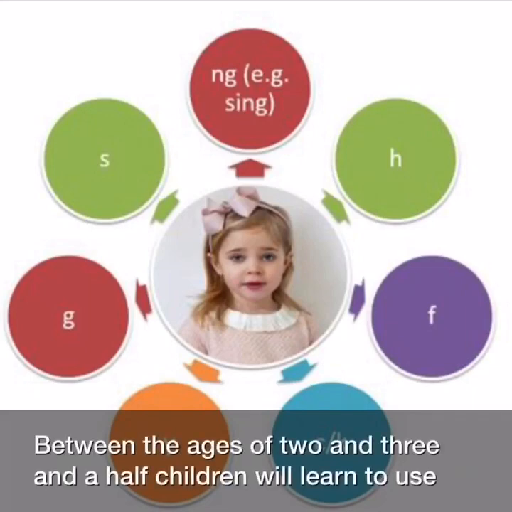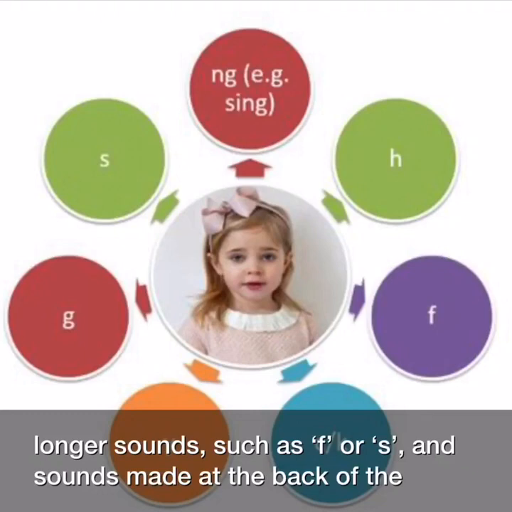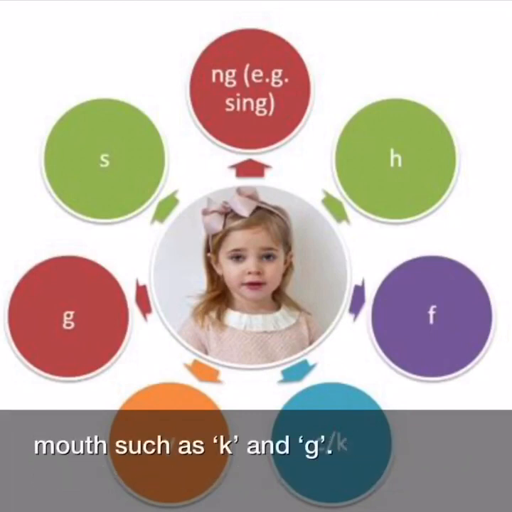Between the ages of 2 and 3.5, children will learn to use longer sounds such as f or s, and sounds made at the back of the mouth such as k and g.